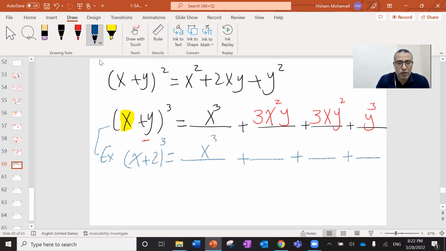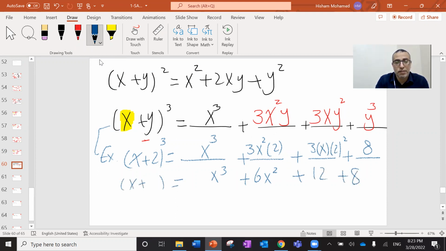The first term is x power 3. The last term is 2 power 3, which is equal to 8. This term is 3 and x squared multiplied by 2, which can be simplified to 6x squared. And here is 3 and x and 2 squared. And 2 squared is 4, 4 by 3 is 12, plus 8. So this is x plus 2 all to the power of 3.